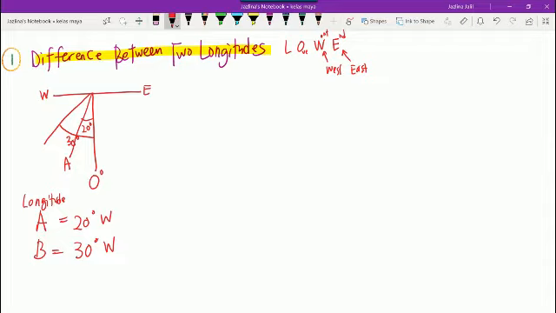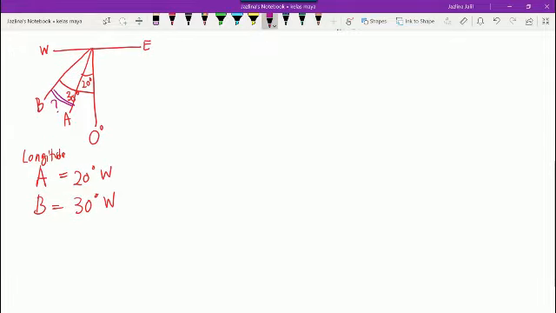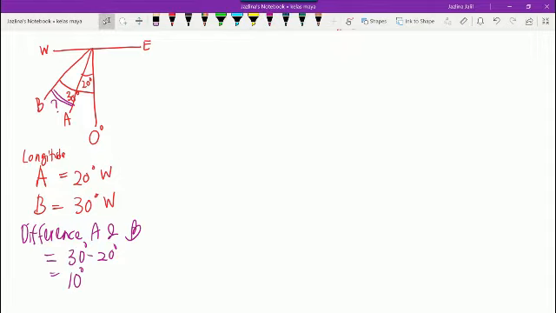Then what is the difference? This word difference means you need to find this. How are you going to find this? Yes, you have to minus. So the difference between A and B equals 30 minus 20 degree, so it will be 10 degree only.